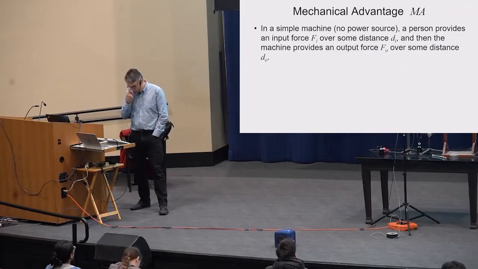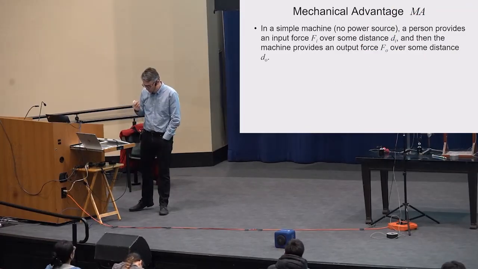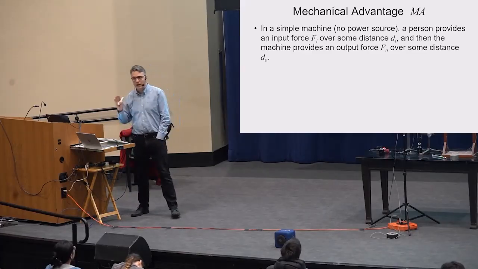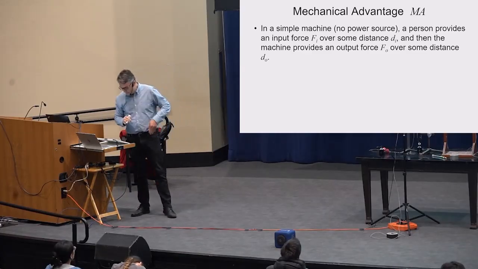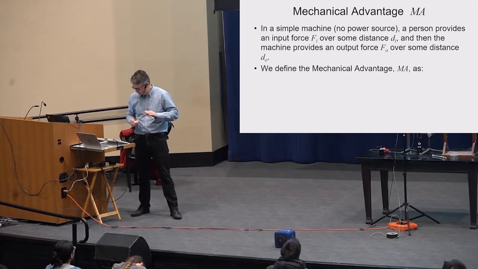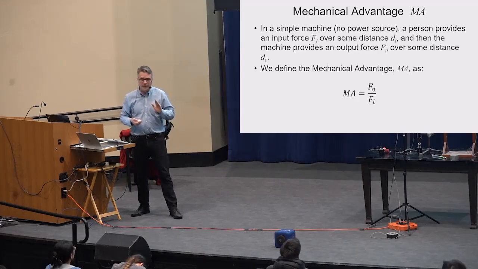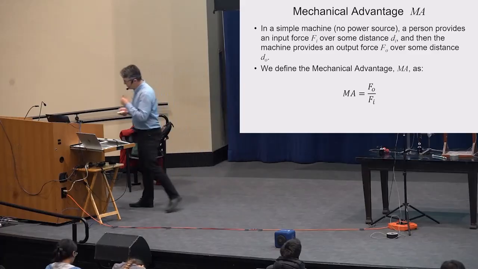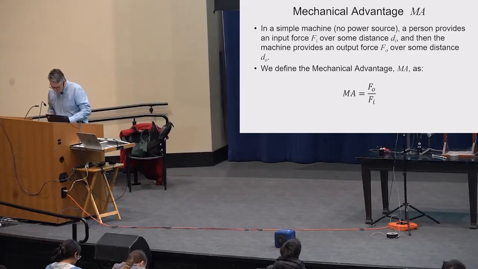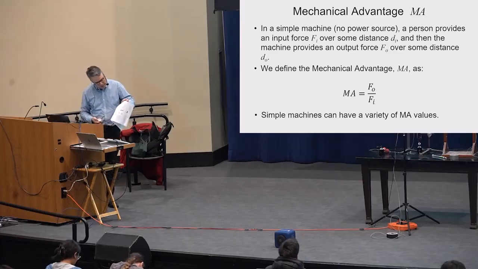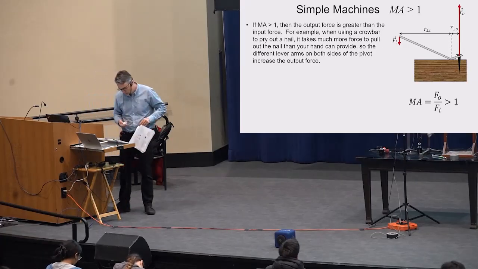In a simple machine, so there's no power source, for example, a person provides some input force, Fi, over some distance di. So the I here stands for input. And then the machine provides an output force, Fo, over some distance do. And there's lots of examples of these. And then mechanical advantage is defined as the output force divided by the input force. And you can have a variety of mechanical advantage values.